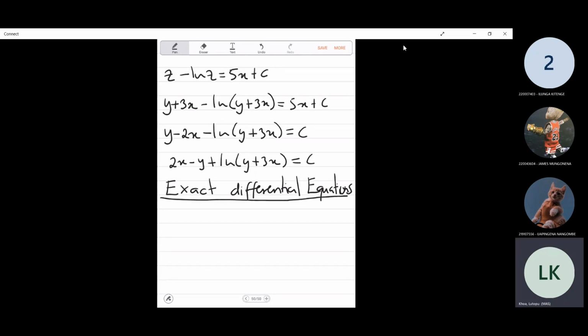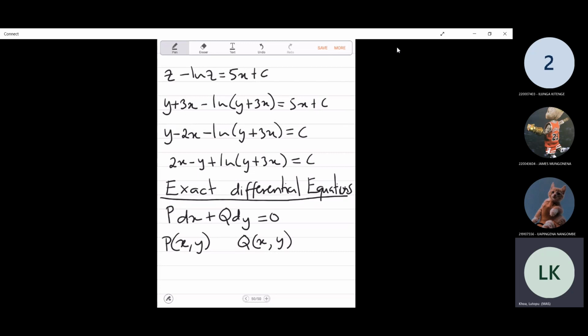Okay, so what is an exact differential equation? This is when you're given something like this: p dx plus q dy is equal to 0. So p here is a function of x and y, and q is also a function of x and y. So they both contain x terms and y terms.